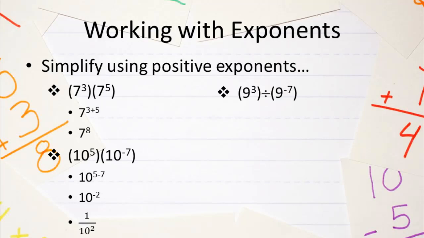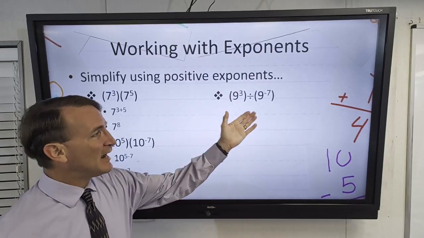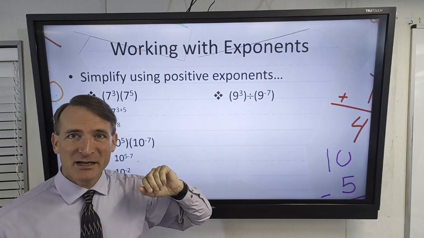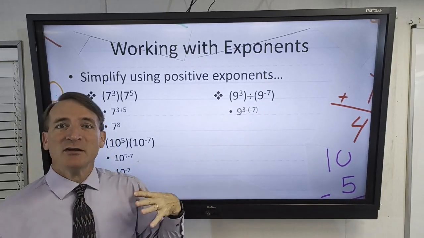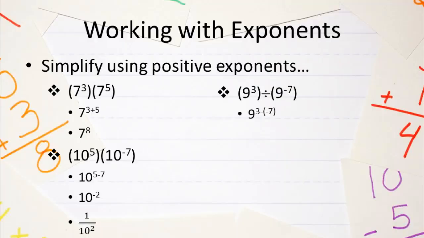How about 9 cubed divided by 9 to the negative 7th? Now I'm using my quotient property. So I have 9 cubed as my numerator, 9 to the negative 7th as my denominator. Since I'm dividing, I'm going to subtract their exponents. So that would give me 9 to the 3 minus a negative 7 power, or 3 plus 7 power, which would give me 9 to the 10th.